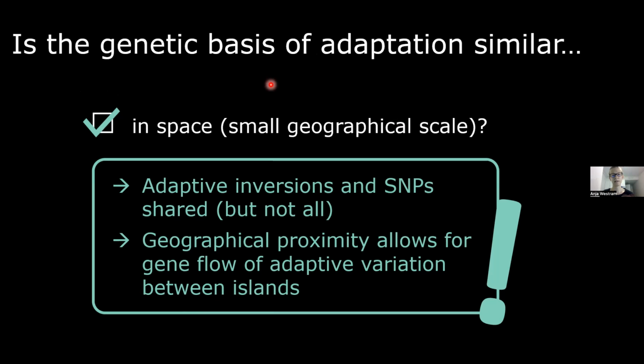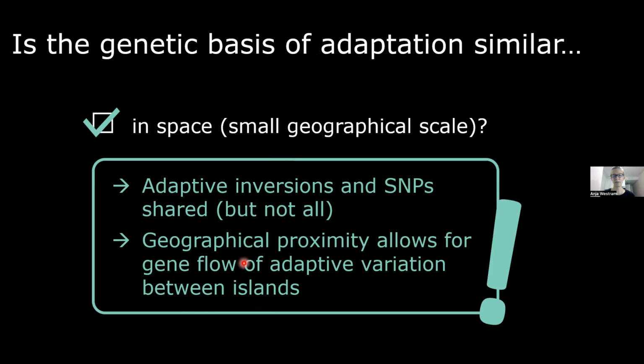So we can answer the first question: is the genetic basis of adaptation similar in space on small geographical scales? The answer is yes. Adaptive inversions are shared between these different locations on a small scale, and also a lot of the SNPs are shared, but not all. So there seem to potentially also be some location-specific processes going on.